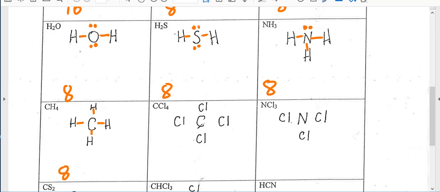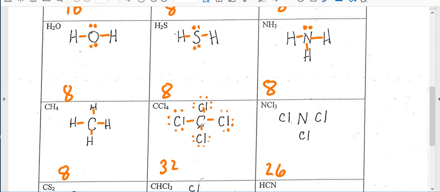This is a lot similar to that one. The only difference being instead of 1 valence electron in the hydrogen, here we have 7 in the chlorine. So we just have to put the other 6 on the outside of each chlorine like this. Okay, so here we have 28 and 4, 32 valence electrons total. And here we have 7 times 3 is 21, plus 5 is 26.